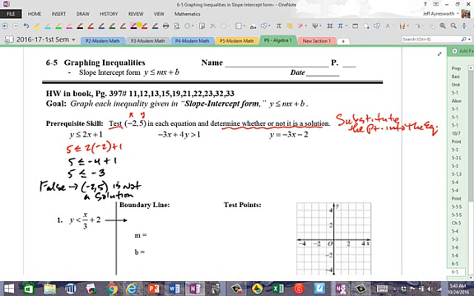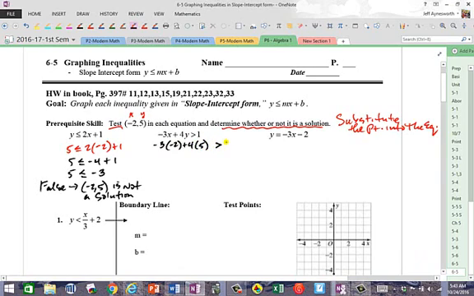Let's do it a few more times because we're going to do that in inequalities. Is negative 3 times the x value, negative 2, plus 4 times y, which is 5, greater than 1? Well, negative 3 times negative 2 is 6. 4 times 5 is 20. 20 plus 6 is 26. And 26 is greater than 1. So this is true. So I can tell that the test point, negative 2 comma 5, is a solution.